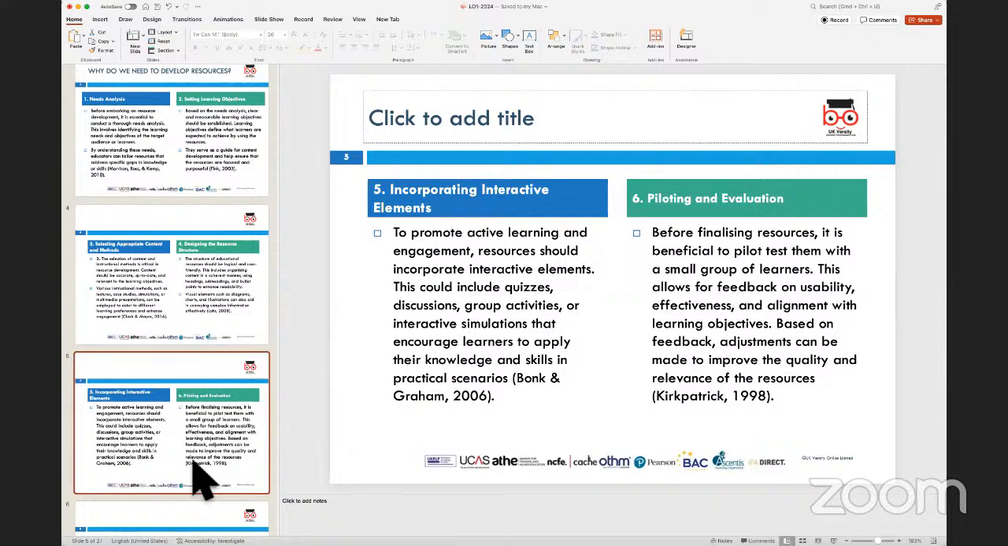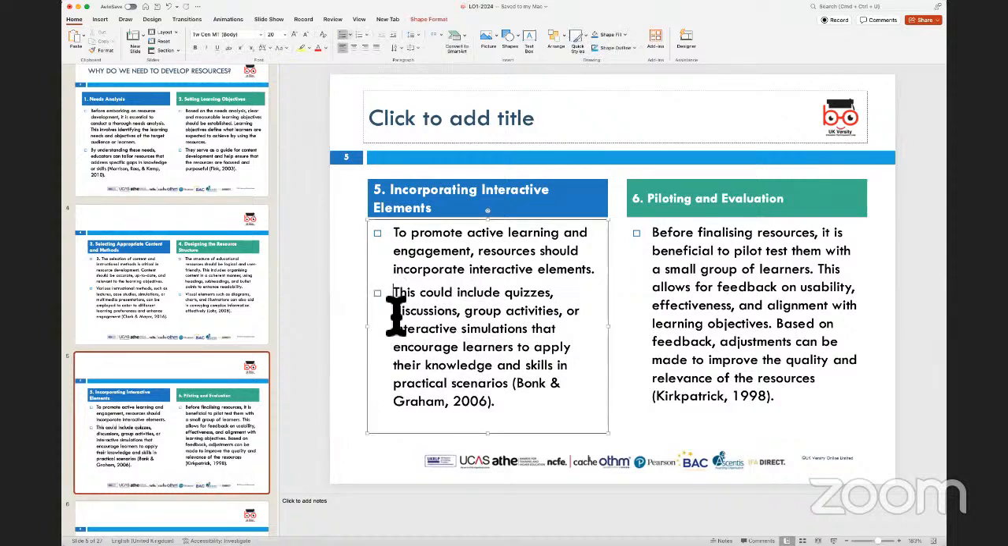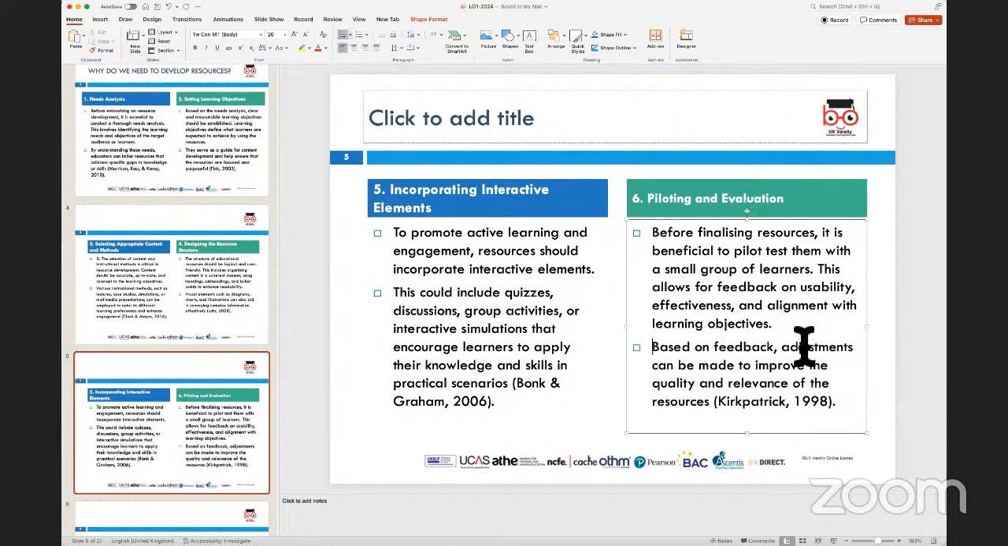Similarly, we look at incorporating interactive elements wherein you do group activities, quizzes, exercises, or role plays within different classrooms depending on the age group that you are teaching. And also, some of these resources or activities that we design have to be piloted and evaluated to see whether they are actually going to make that difference or not. In some cases, some of these activities over the years have become quite used.